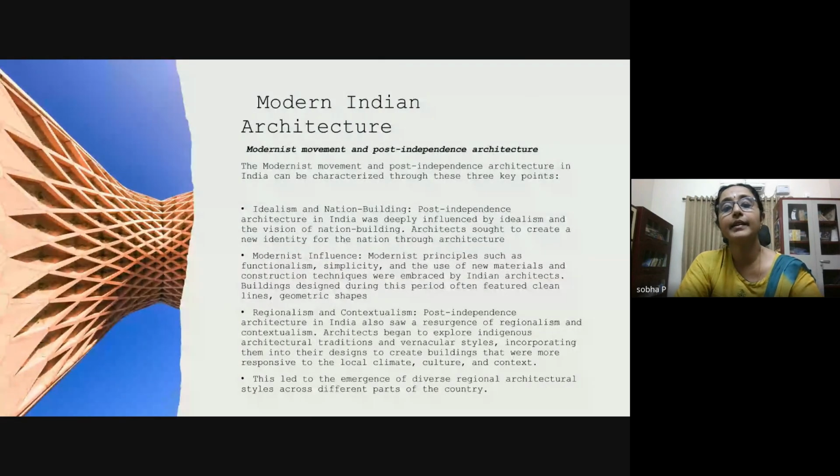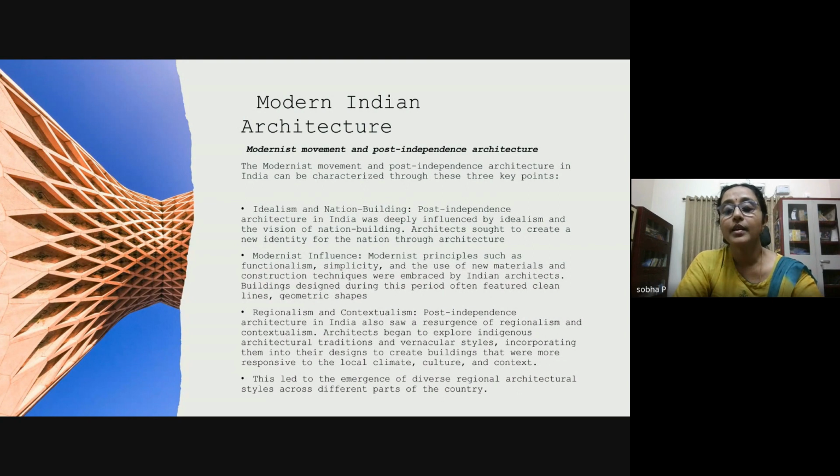And in modern Indian architecture, where you have the modernist movement and the post-independence architecture, the key points are idealism and nation building. Post-independence architecture in India was influenced by idealism and the vision of nation building. And modernist principles such as simplicity and use of new construction techniques were embraced by Indian architects, because they featured clear geometric shapes, etc.